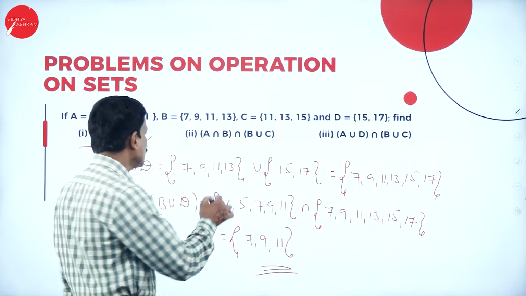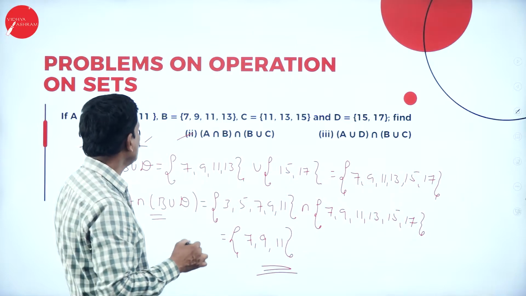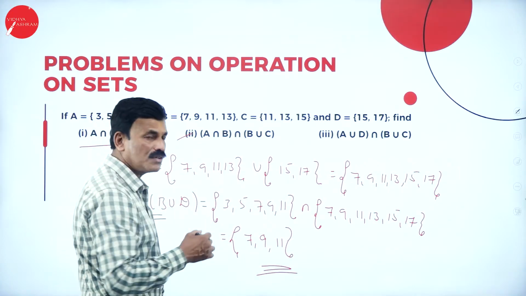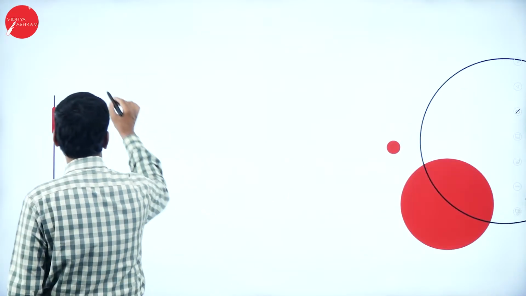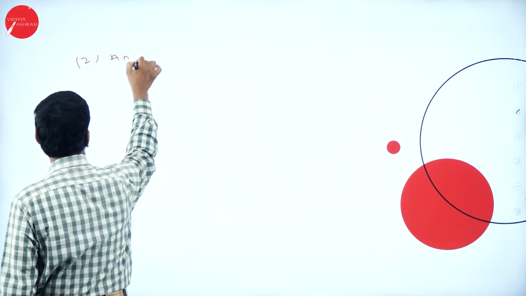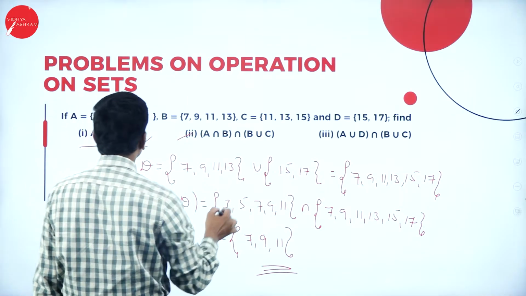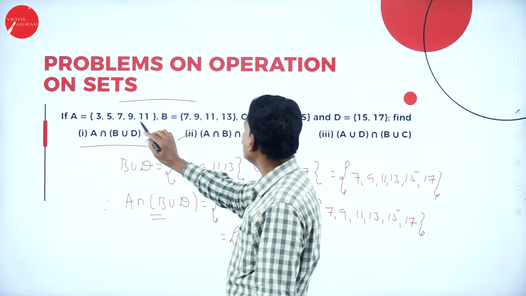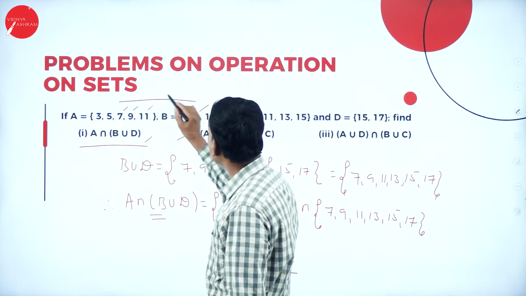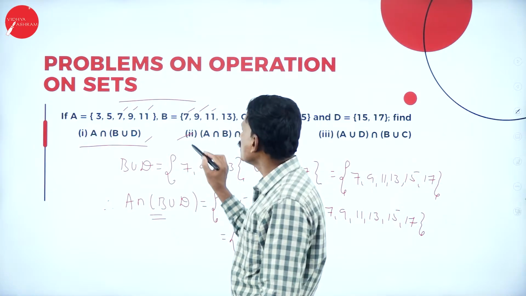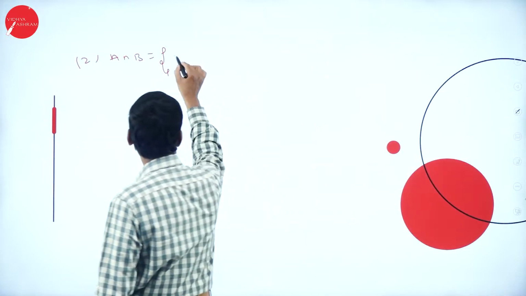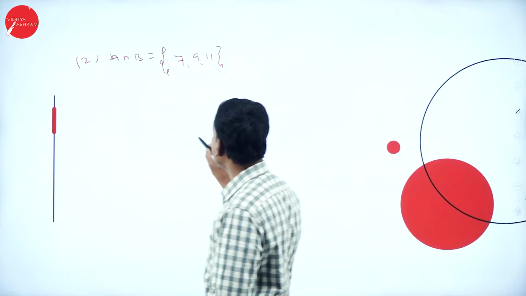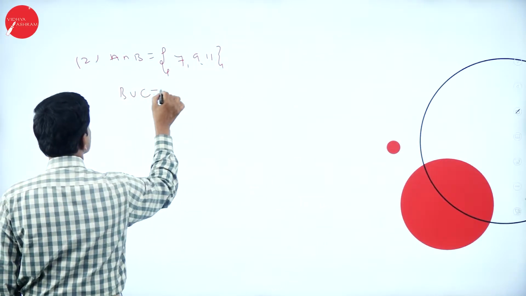Now let us come to the second problem. What is the second problem? A intersection (B union C). Let us write down the first part, A intersection B. For the second one, write down A intersection B. The intersection is nothing but the common elements in A and B. The common elements in A and B are 7, 9 and 11. These three elements are common in both. So A intersection B is {7, 9, 11}. Now the second part is B union C.